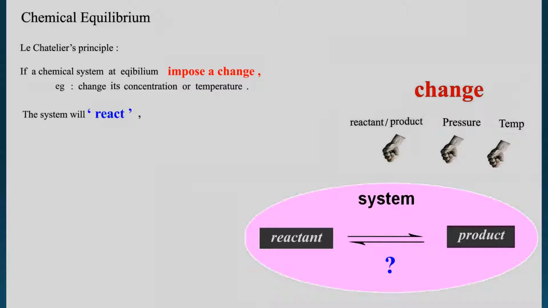The system will react. How would it react? It will react in a direction to minimize this impact, this effect of change. Please understand this concept thoroughly. We base on this concept for the further. We're going to first study the reactant and product, then pressure and temperature one by one.